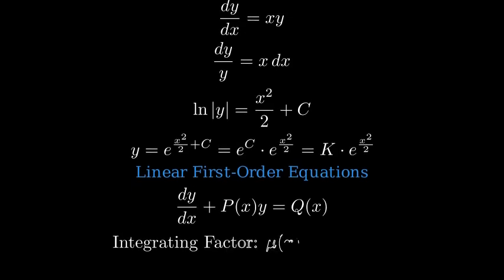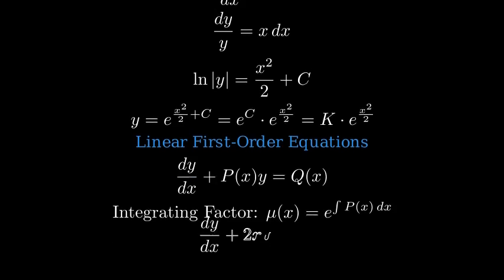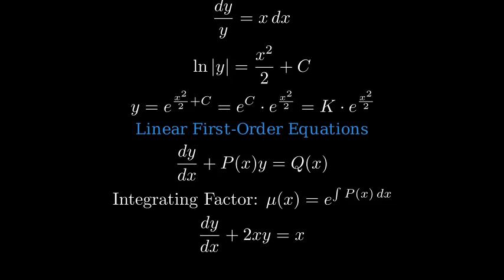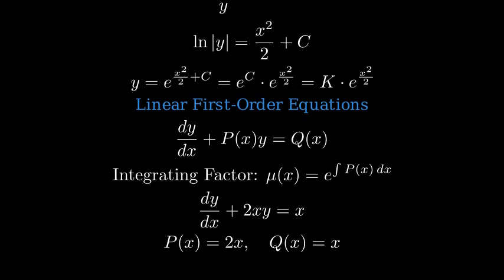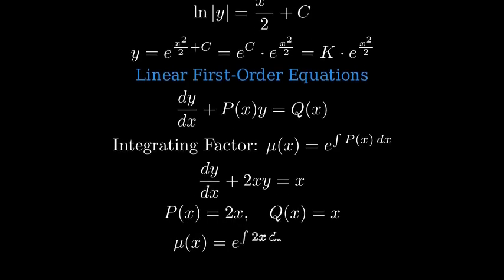Let's solve the equation dy/dx plus 2x times y equals x. First, we identify that p of x equals 2x and q of x equals x. The integrating factor is e to the power of the integral of 2x dx, which is e to the power of x squared. Multiplying both sides of the original equation by this integrating factor, we get e to the power of x squared times dy/dx plus 2x times e to the power of x squared times y equals x times e to the power of x squared.